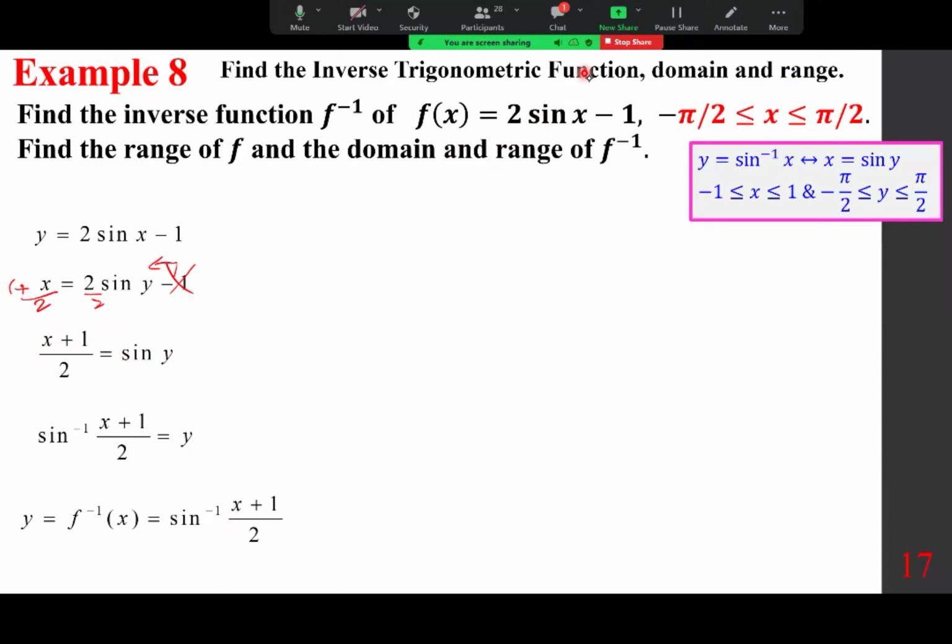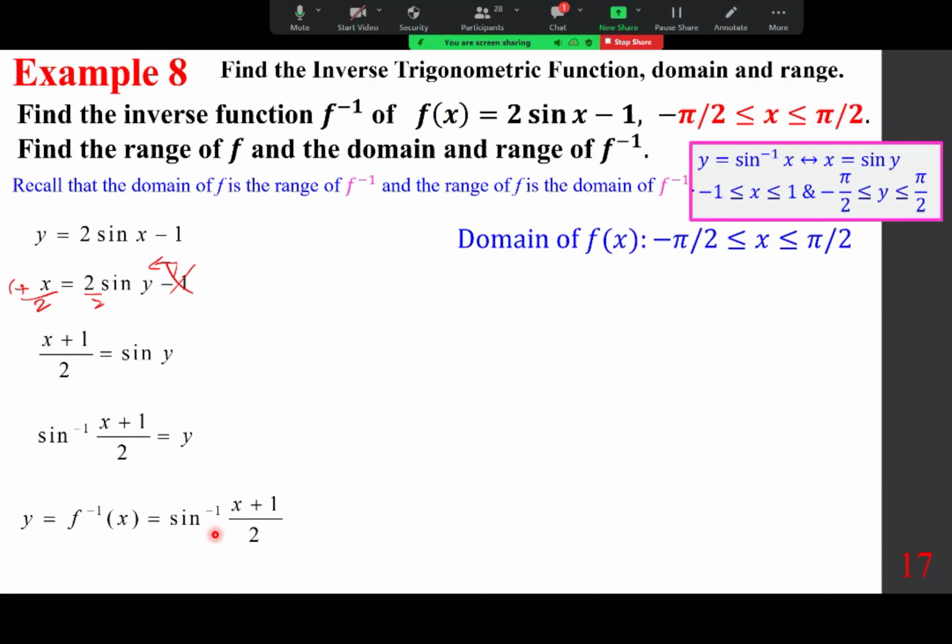And the domain of one is the range of the other, because the domain is given here for f of x. The range for this function is the same, okay? Recall the domain of f is the range of f inverse, and the range of f is the domain of f inverse. So we have two of them. We want to find the other two.